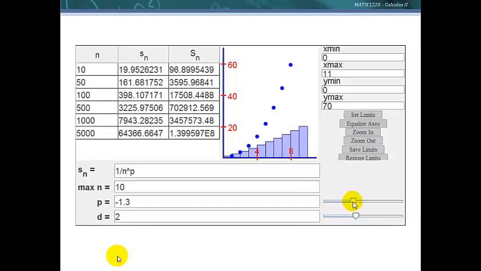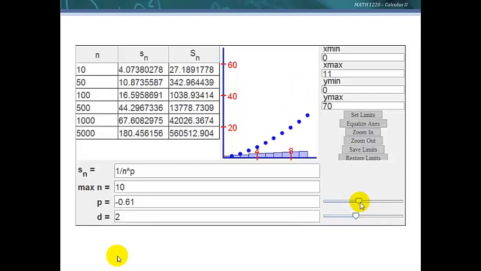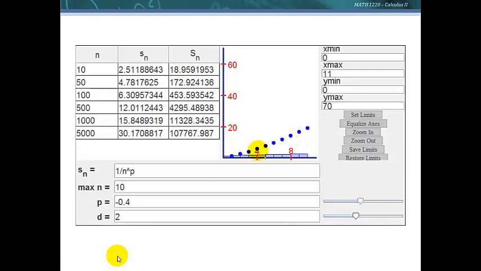Now what would happen if we vary p and we get it closer to 0? We see as we are still negative but closer to 0 that that sum is getting smaller. Our rectangles aren't as large as they were, but it still is increasing here. Let's go ahead and change p more.